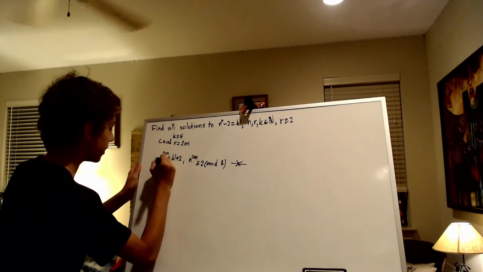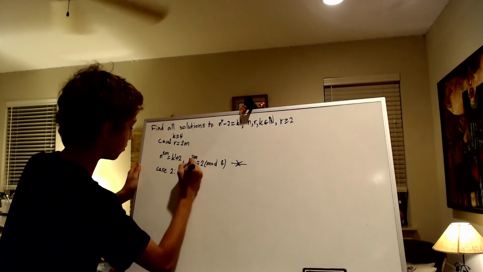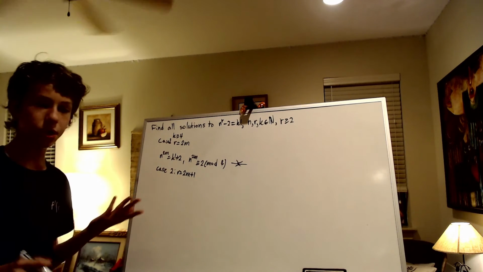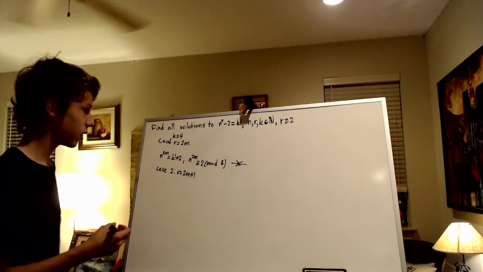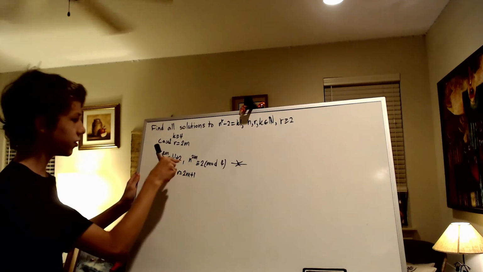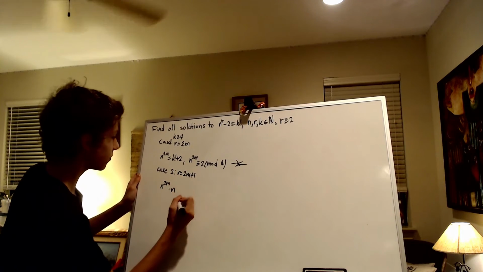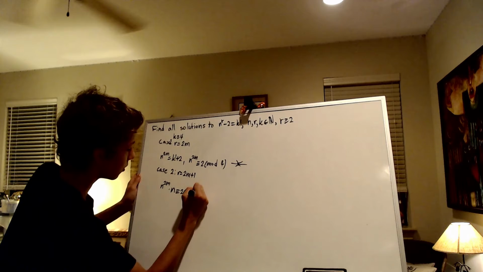Let's go to our second case, and that is where r is equal to 2m plus 1. And since we're dealing with different cases, we don't have to worry about these limitations overlapping. So in that case, if we reduce mod 4, we're going to get n to the 2m times n is congruent to 2 mod 4.